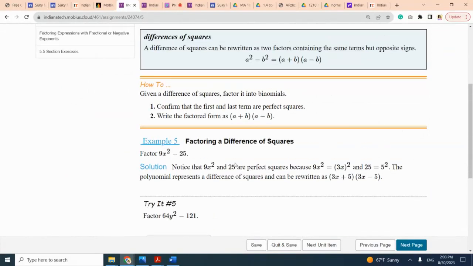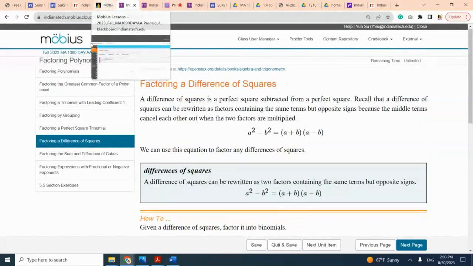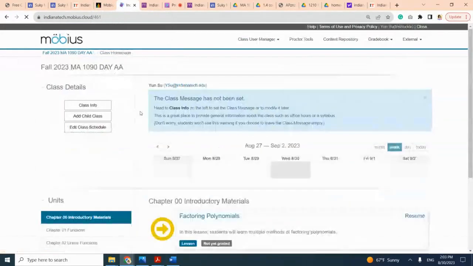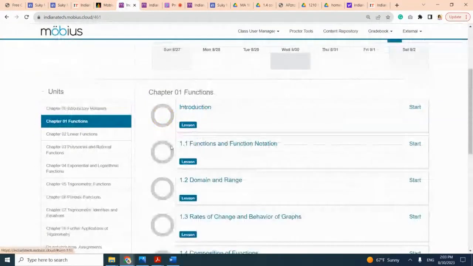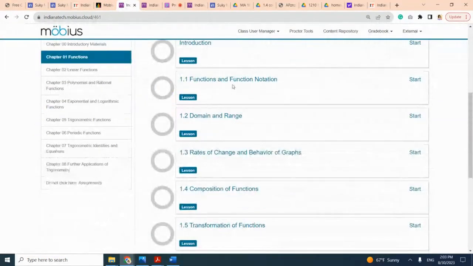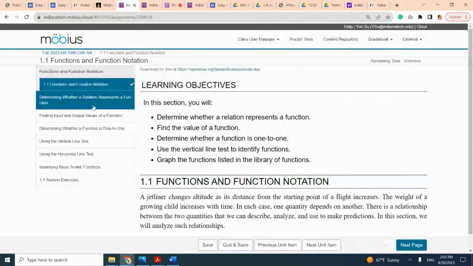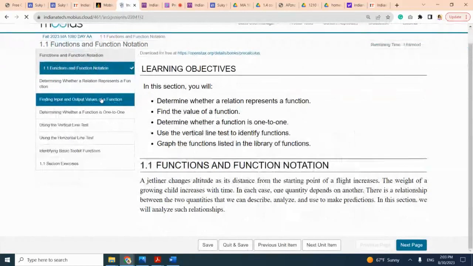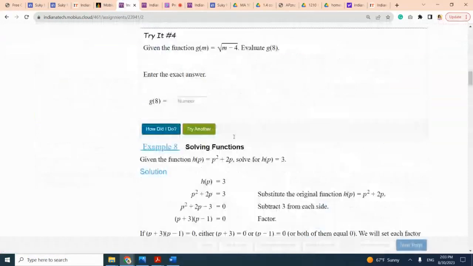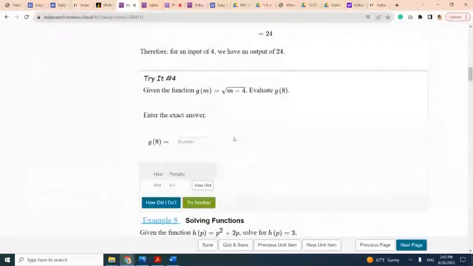All right. So this is the Mobius. Besides the factoring, if you want more exercises, for example more like your homework, you can always go to the sessions. It's like a textbook, but it has a lot of exercises. You can plug in a number and click how did I do to check your answers. Is that okay, everybody?